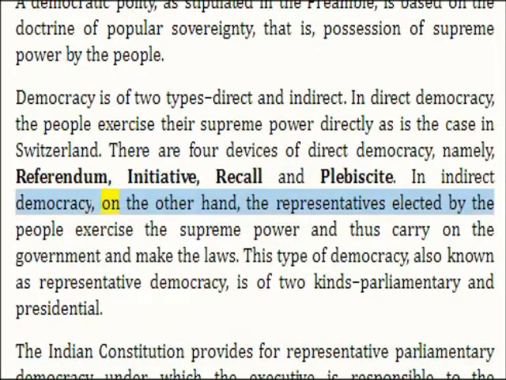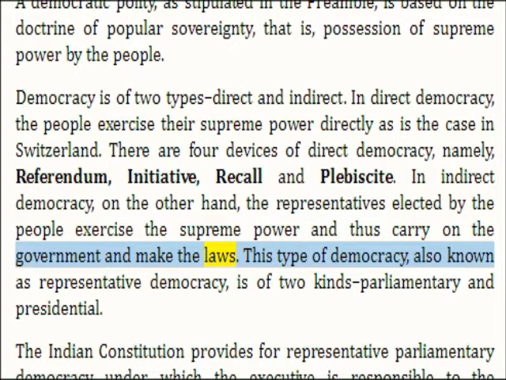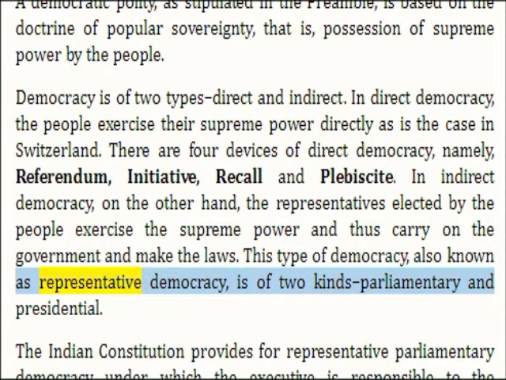In indirect democracy, on the other hand, the representatives elected by the people exercise the supreme power and thus carry on the government and make the laws. This type of democracy, also known as representative democracy, is of two kinds, parliamentary and presidential.